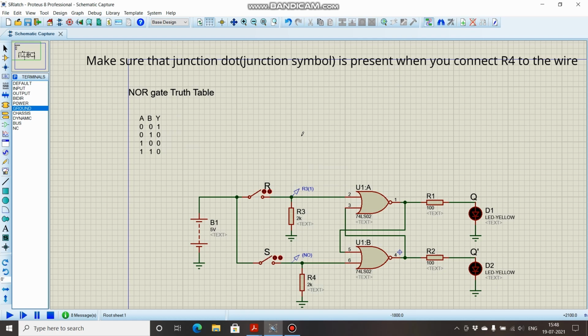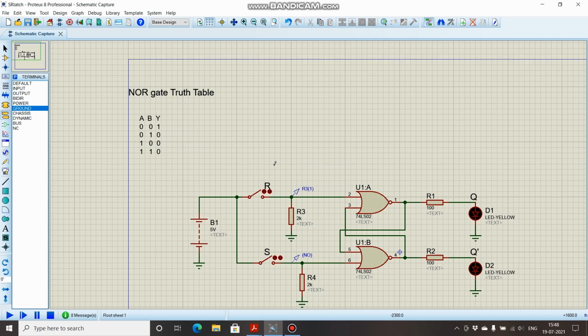So for the first case, we'll keep R as 0 and S as 1. So by this logic, Q bar should be 0, Q should be 1. Let's check it out. See, we are having Q as 1, Q bar as 0. Now, when R and S both are 0, I should retain this state of Q and Q bar. Let's check it out. See, the state has been retained.